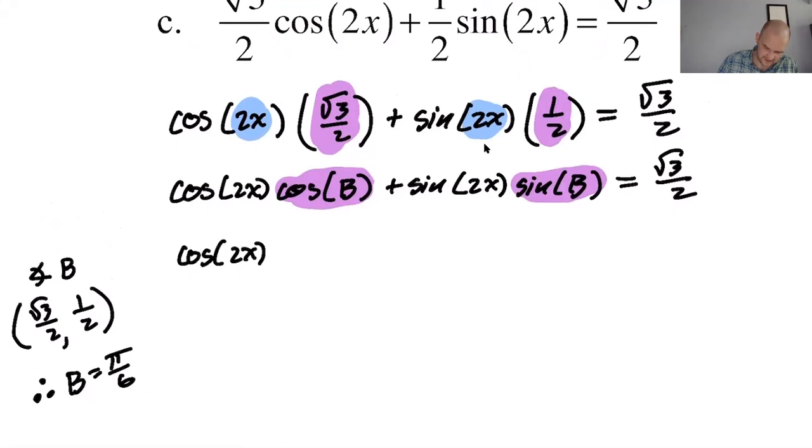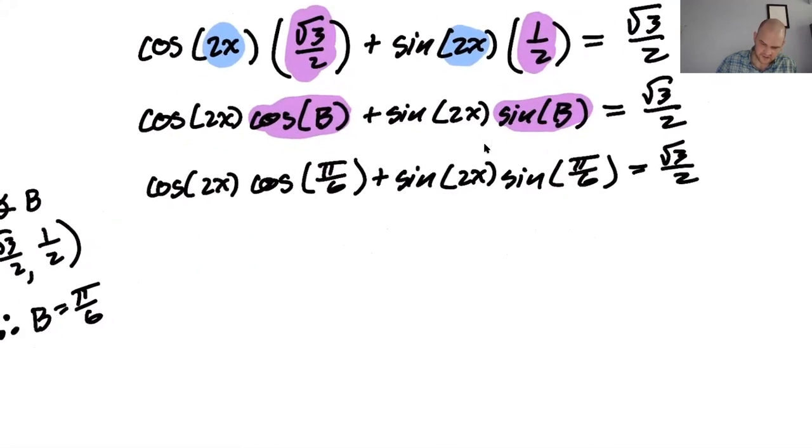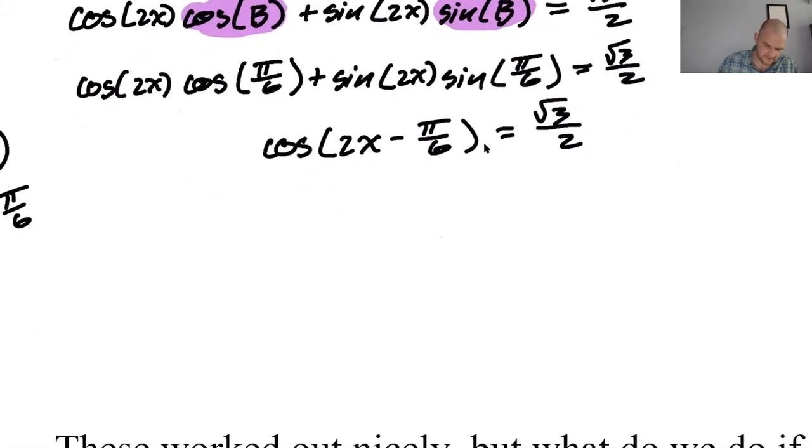So really it's cosine 2x, cosine pi over 6, plus sine of 2x, sine of pi over 6, equals radical 3 over 2. And then this cosine plus sine is the cosine of 2x minus pi over 6 equals radical 3 over 2. And now we're just solving this the way we've been solving. So I know that 2x minus pi over 6 should be equal to, cosine is radical 3 over 2, so that's going to be, well, that's interesting, pi over 6 just works. So pi over 6, but plus 2 pi n.